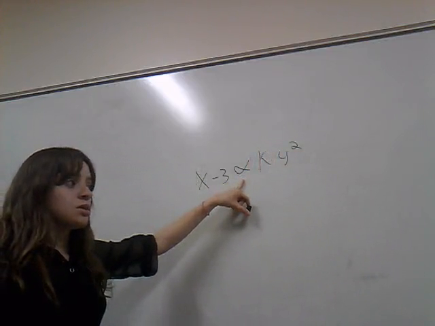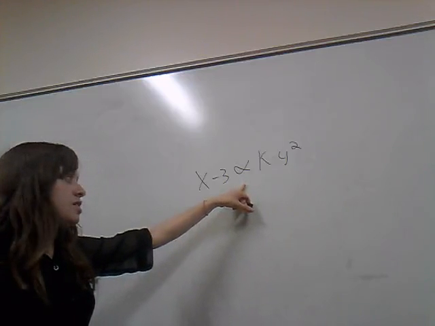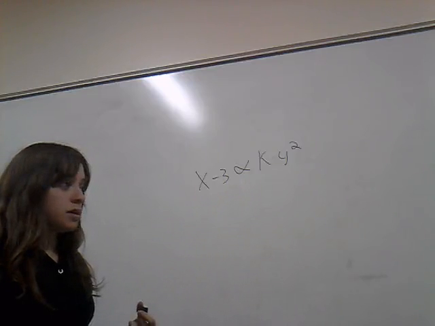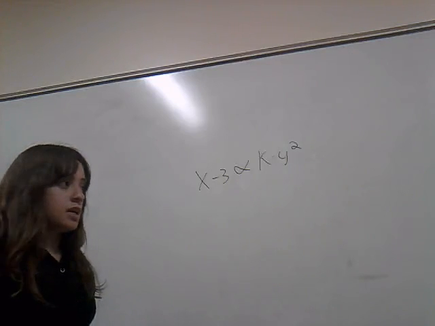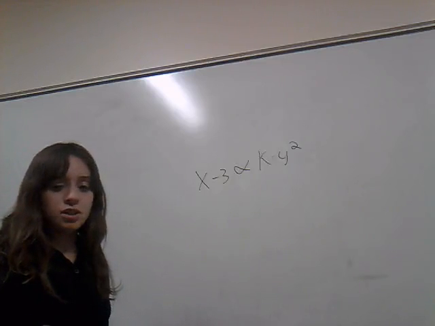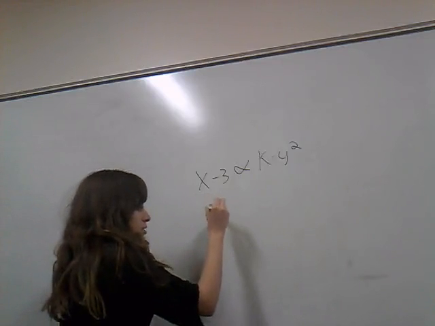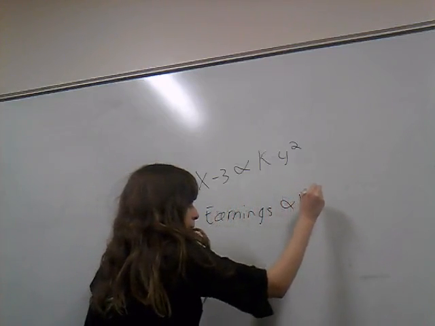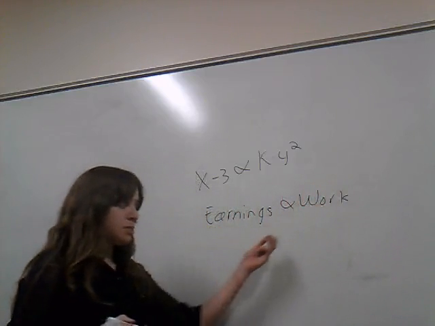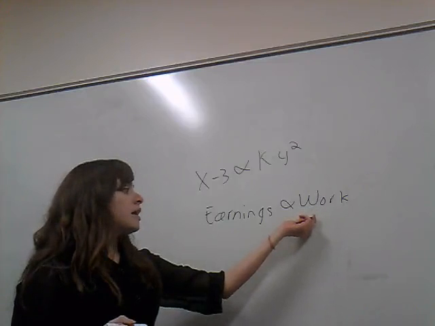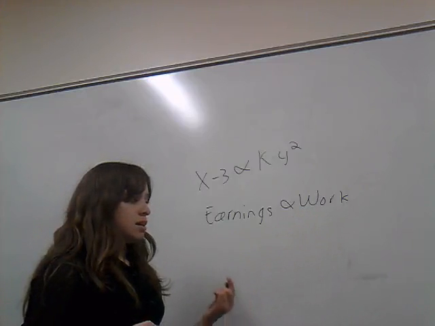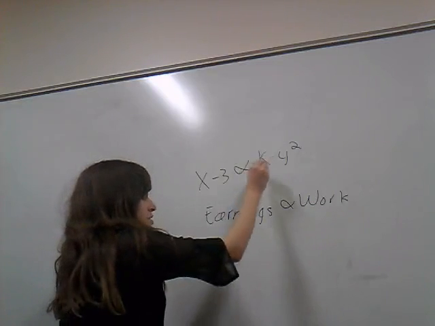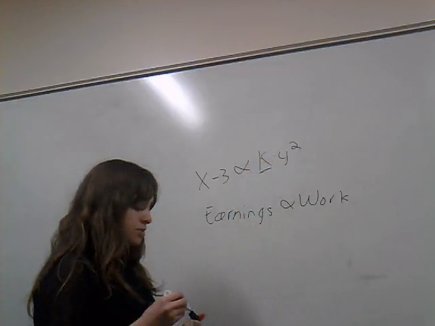Directly proportional means that they grow or decrease at the same rate, and they're related to each other. So for instance, the amount of money that you make, your earnings, is directly proportional to the hours that you put in for work. And so if you got paid say 20 an hour, then that would be your constant. This k is a constant, and that's how much it grows.